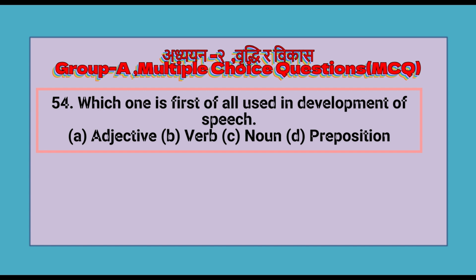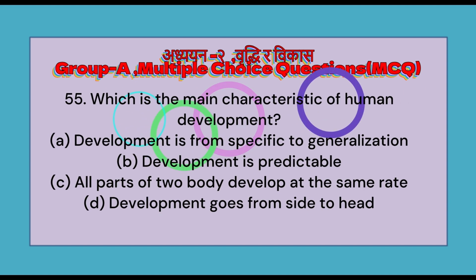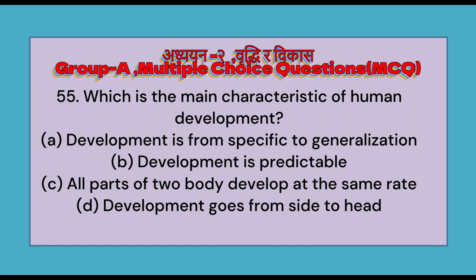54. Which one is first of all used in development of speech? A. Adjective. B. Verb. C. Noun. D. Preposition. Correct answer: C. Noun.